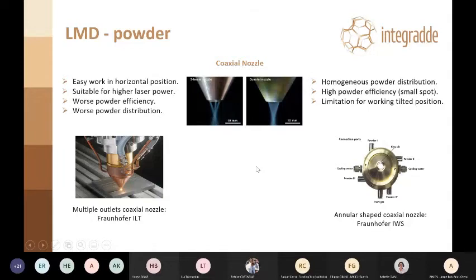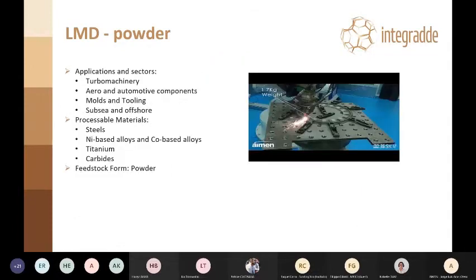There are several commercial powder nozzles, for example, from multiple outlets, the coaxial nozzle from Fraunhofer ILT, or this coaxial nozzle from Fraunhofer IWS.